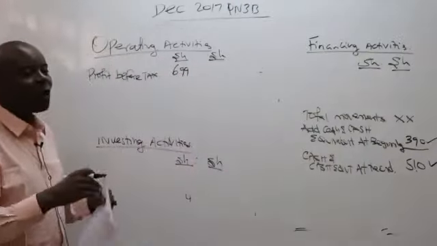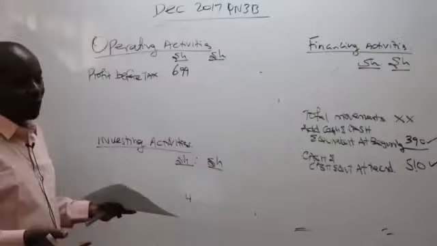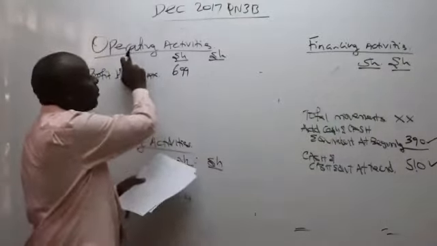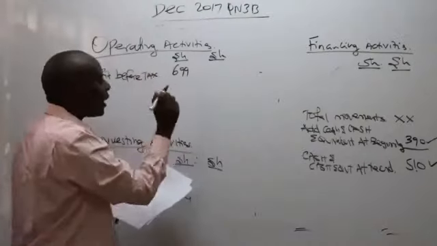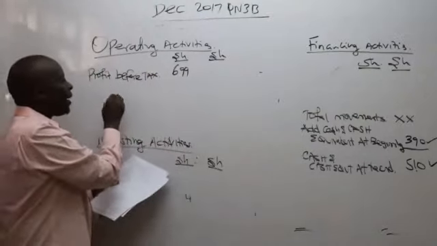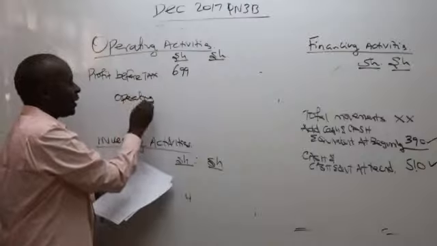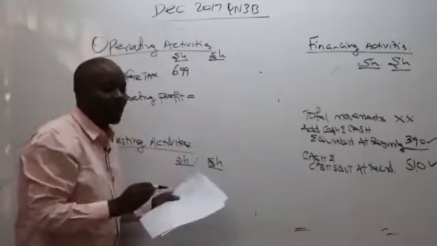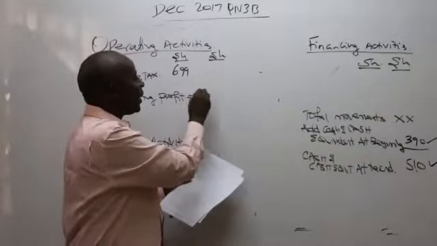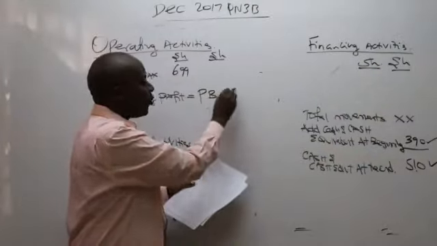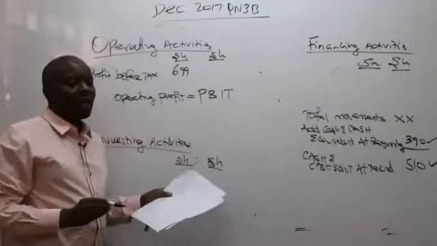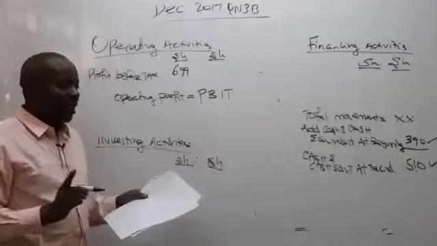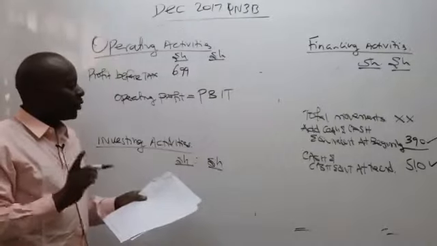And now you'll have to recall very fast, my good students, that when we talk of operating activity, we are supposed to start straight away with operating profit. You should remember that. I taught you operating profit in finance. We know that operating profit is profit before interest and tax.